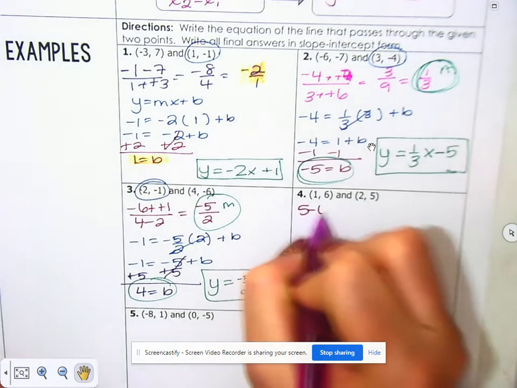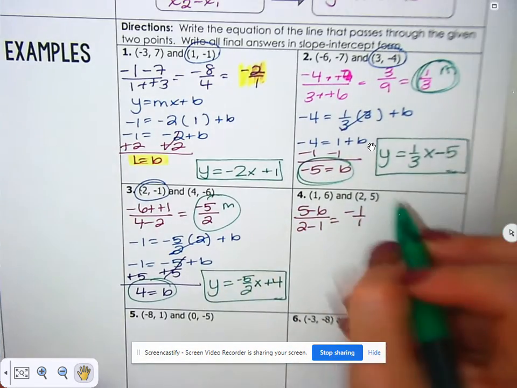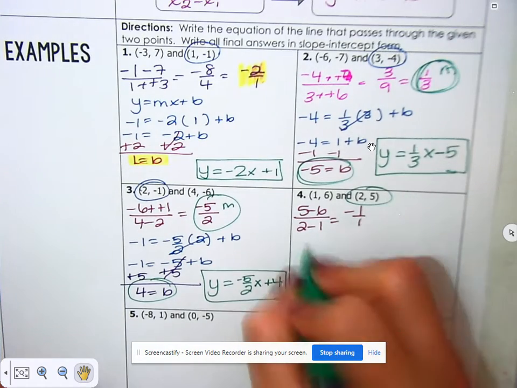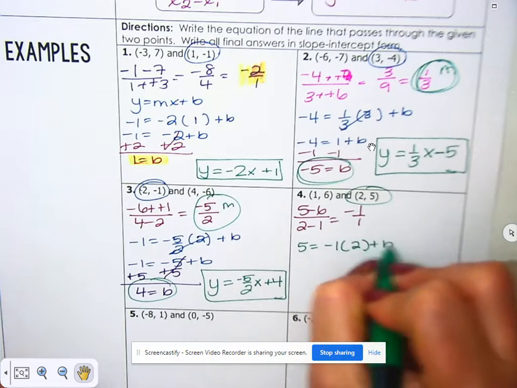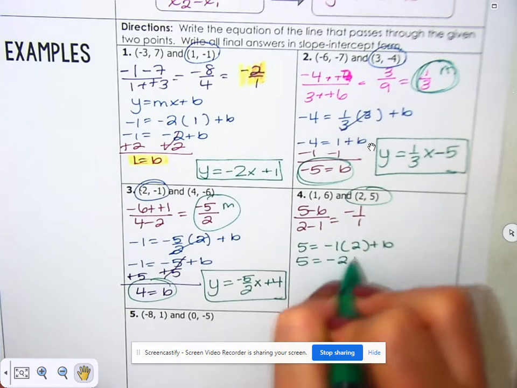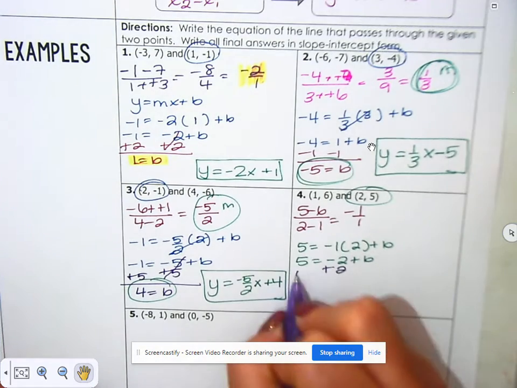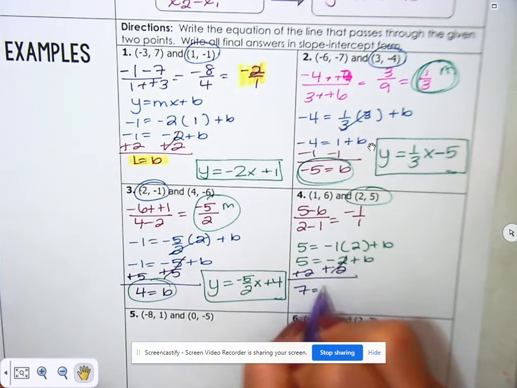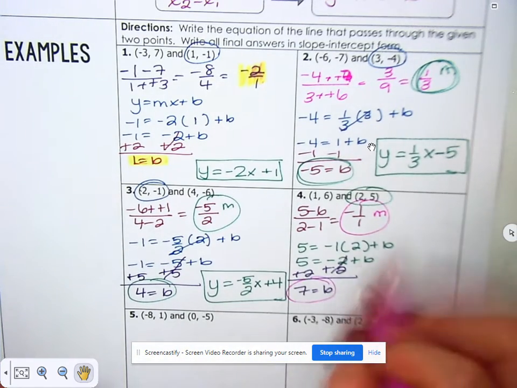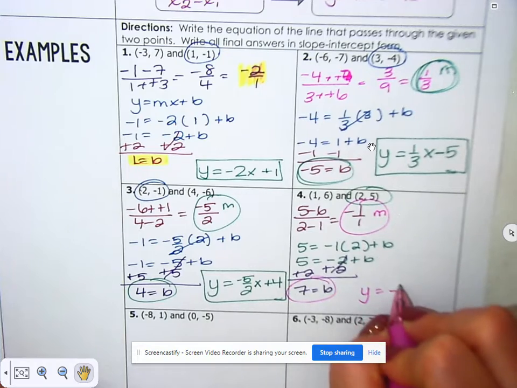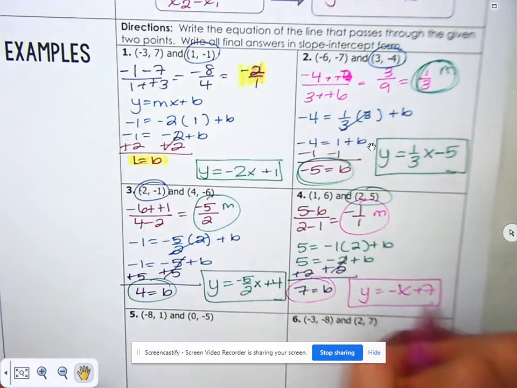Number 4, 5 minus 6, 2 minus 1 is negative 1 over 1, so we're going to leave it like that. Use the second one. So 5 equals negative 1 times 2 plus b. So 5 equals negative 2 plus b. And then to solve that, we are going to add our 2. So this time 7 is b. Once you have m up here and b, we can write our equation. Y equals negative 1x, which I'm just going to put negative x plus 7.